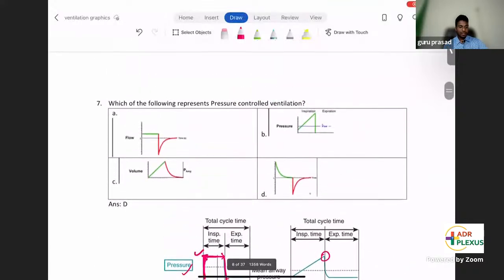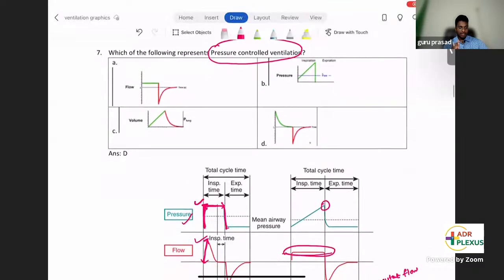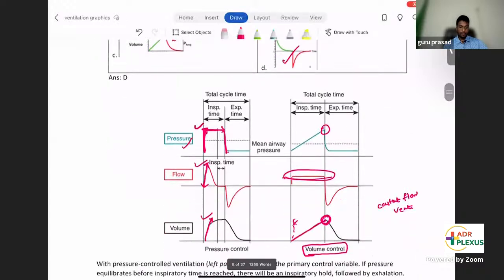Okay. So coming to the question, which of the following represents pressure control ventilation? What I told is that in pressure control ventilation, everything will become maximum at the beginning of the inspiration itself. So constant flow is no, volume is also no. Yes, your flow is maximum at the beginning of inspiration. Pressure is also maximum now. So option D is the right answer.